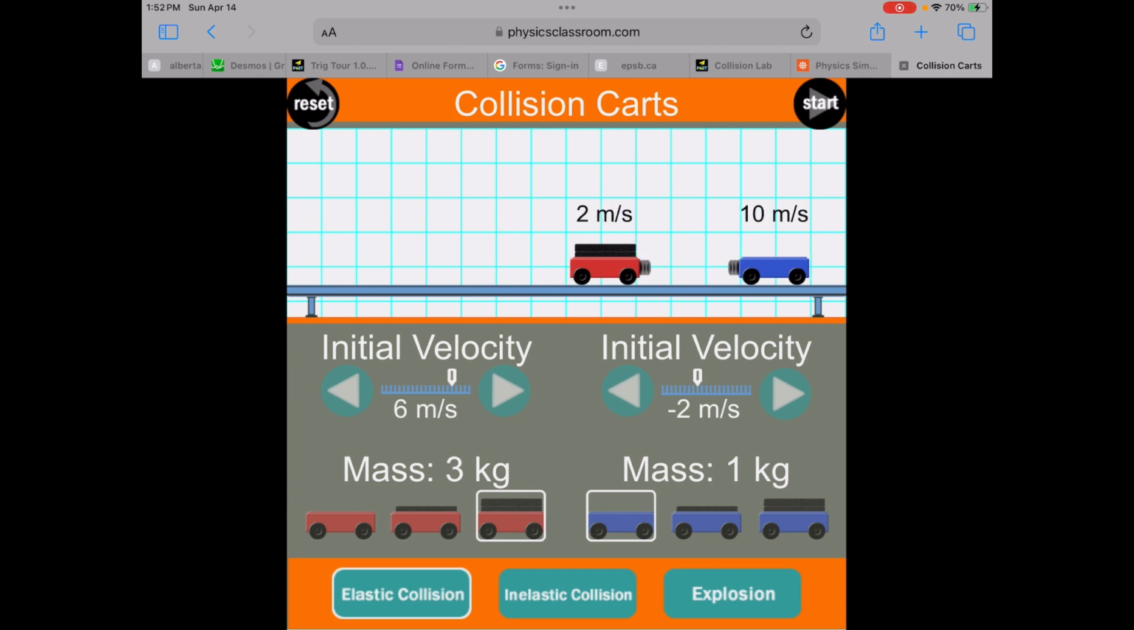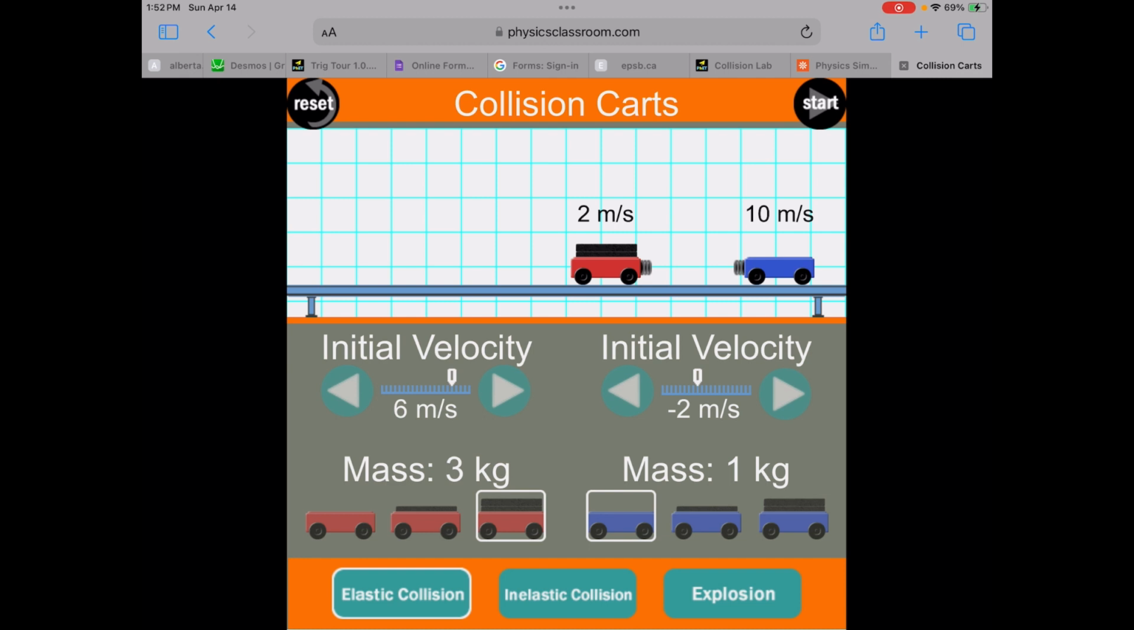Boom. Okay, so I'm going to pause there. Look, they hit each other. They bounced off. Okay, we'll just watch it one more time. Boing. Now the red cart has 2 meters per second in the positive direction. That's its velocity. So what's its momentum? Well, 3 times 2 is 6 kilogram meters per second. The blue cart has 1 kilogram times 10 meters per second, so 10 kilogram meters per second.